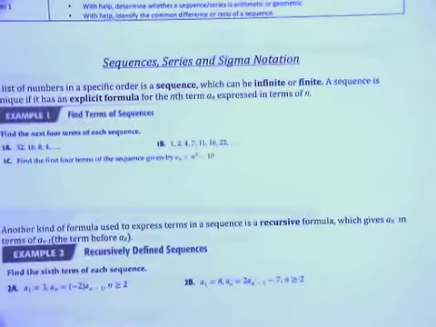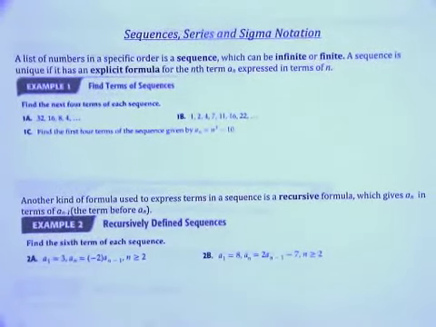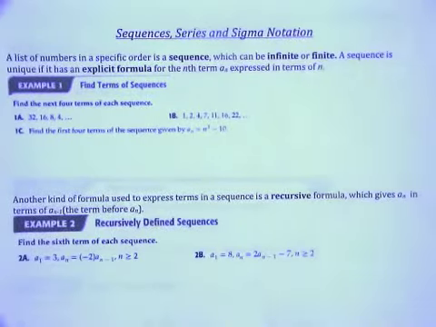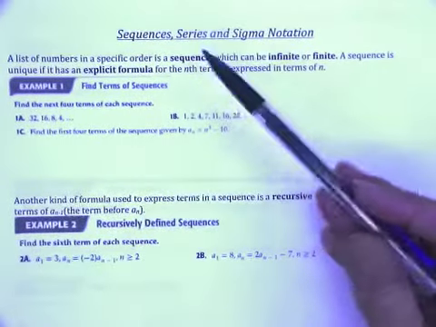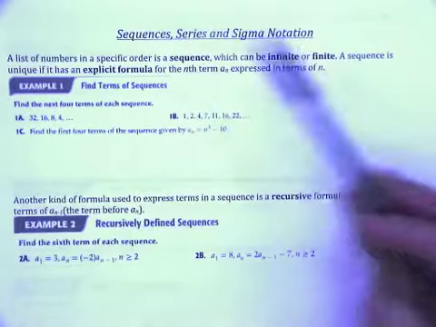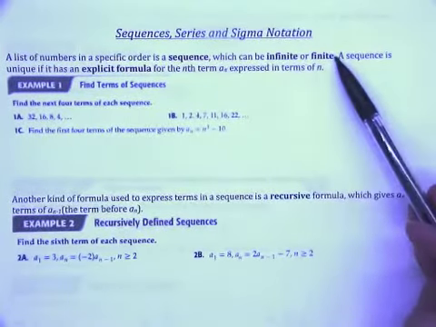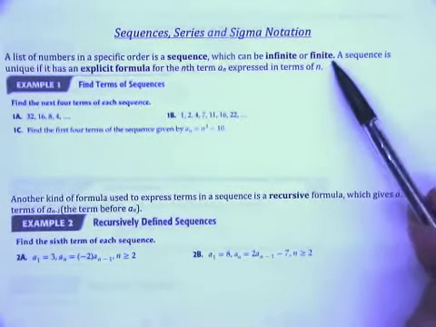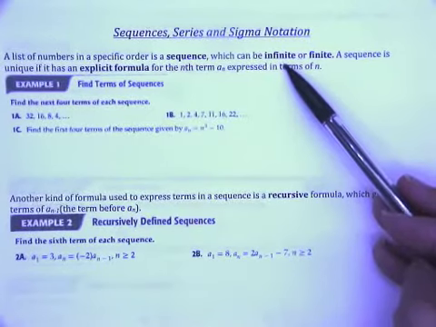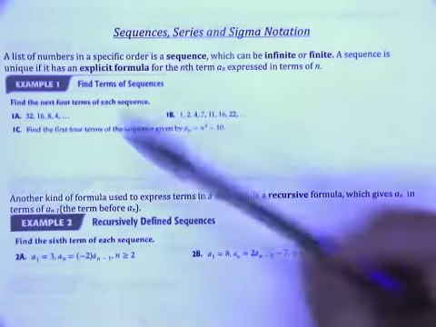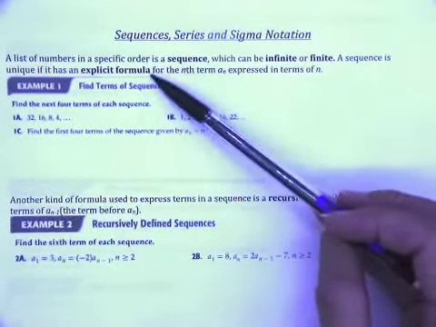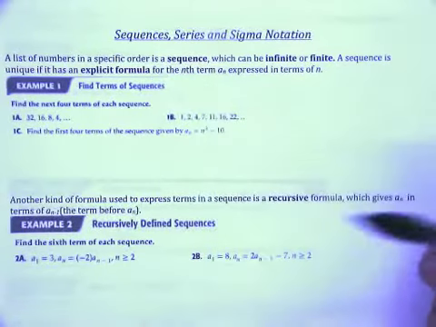So we start this chapter with sequences, series, and sigma notation. And this is vocabulary that you've been exposed to before. A list of numbers in a specific order is a sequence, and a sequence can be infinite or finite. It is finite if it has a certain number of terms. It is infinite if that sequence goes on forever. The sequence is unique if it has an explicit formula.